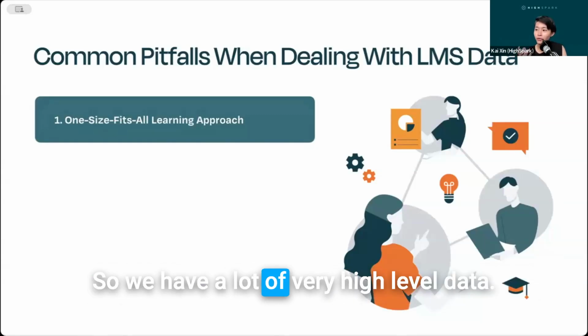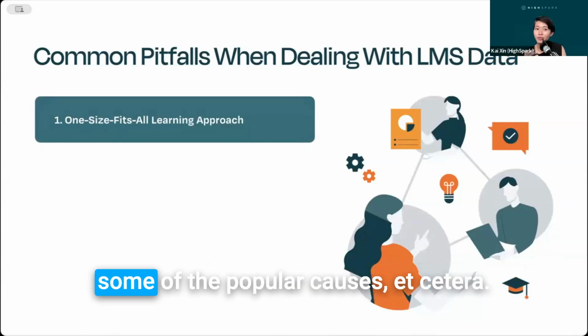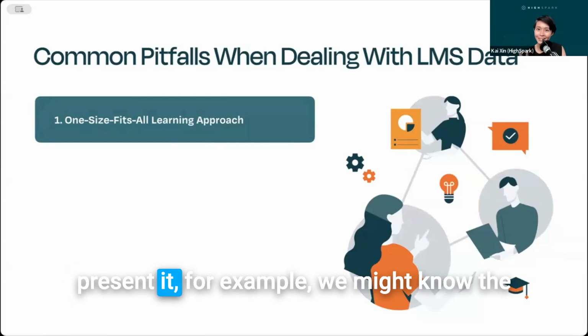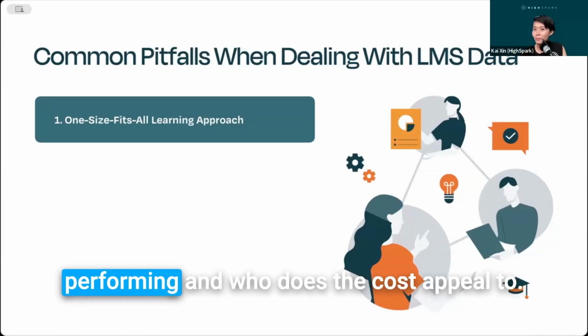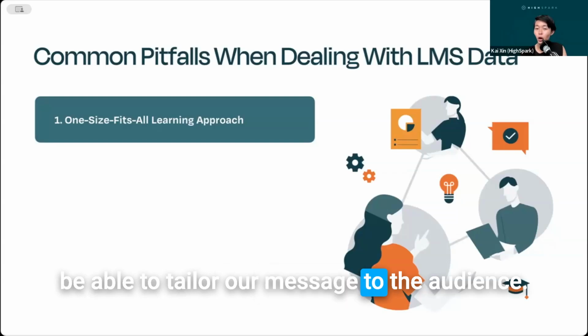So we have a lot of very high level data. For example, we talk about completion rate when it comes to learning, what are some of the popular causes, etc. But when we have aggregated data and we present it, for example, we might know the top causes, but we don't know why are they performing and who does the cause appeal to. So if we just hover around the aggregated level, we wouldn't be able to tailor our message to the audience.